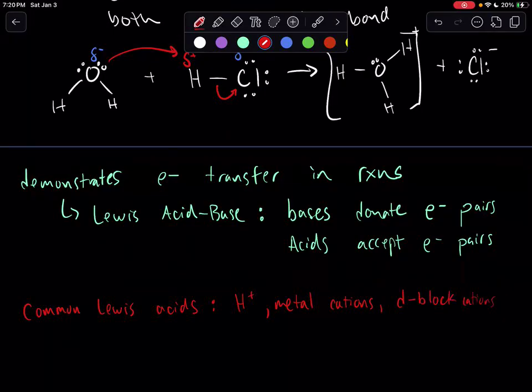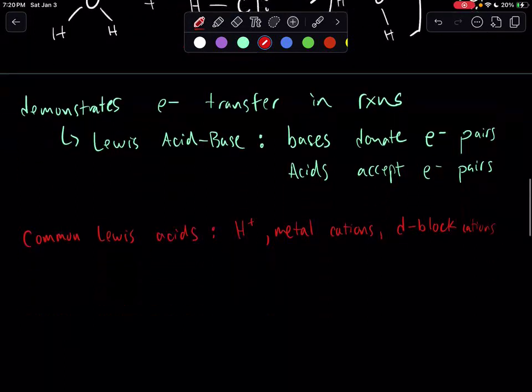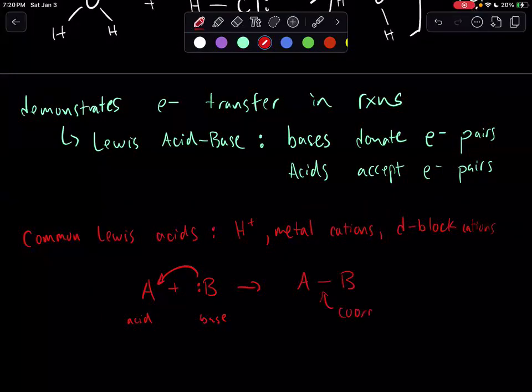So things like silver. Now, when we look at a Lewis acid-base reaction, generally what we're looking at is our acid plus our base with its electron pair, and that electron pair is going to attract. So this is our acid, this is our base. And when they bond, we get a B. And what you might note is that this is a coordination bond. Both electrons are being donated from one species.